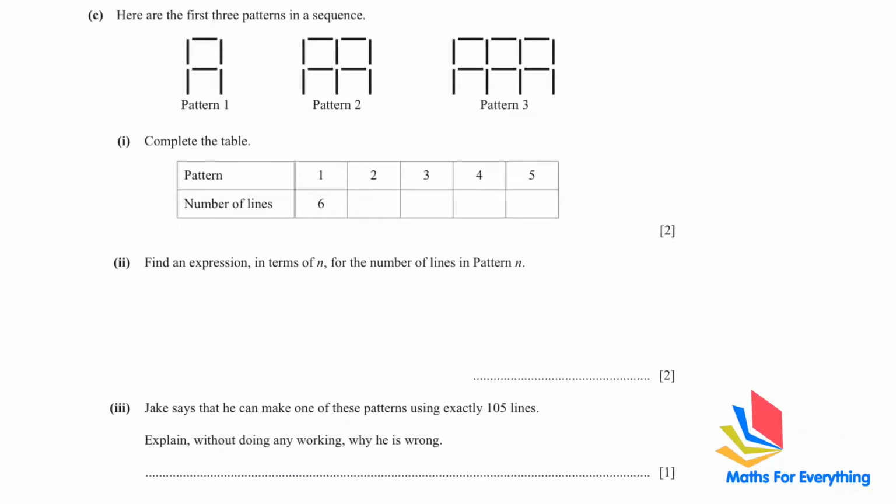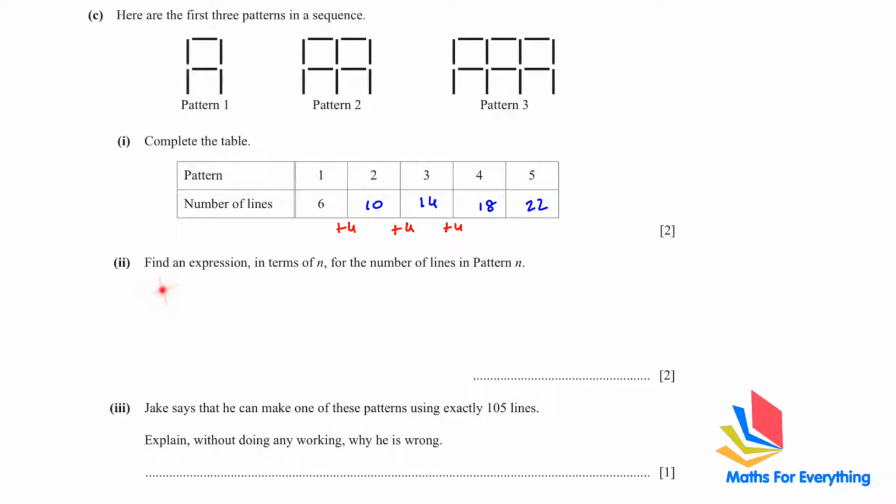Part 3. Here are the first 3 patterns in a sequence. Complete the table. So in pattern 1, there are 6 number of lines. In pattern 2, there is 1, 2, 3, 4, 5, 6, 7, 8, 9, 10 lines. And in pattern 3, when you count, you will get 14. And we have to find for pattern 4 and 5. We can see that when you add 4, you get the next term. So 10 plus 4, 14. 14 plus 4 is 18. And 18 plus 4, 22.